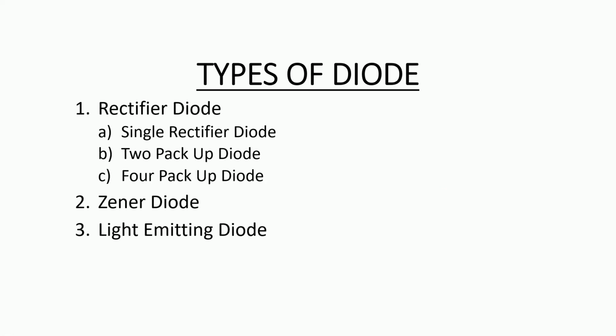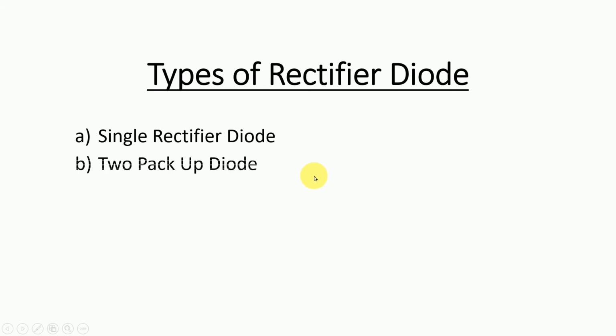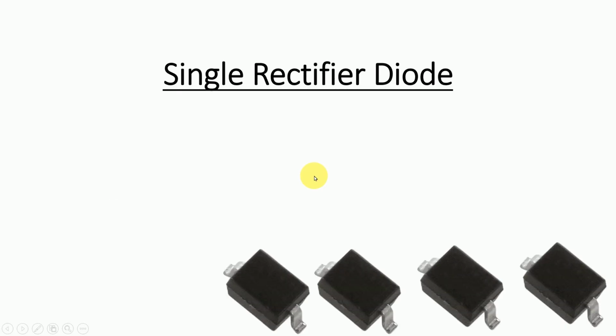Now we are discussing the types of diodes. These are the types of diodes. The first one is the rectifier diode, and inside the rectifier diode there are basically three types: the single rectifier diode, the two pack diode, and the four pack diode. The second one is the Zener diode, and the third one is the light emitting diode. Now we are discussing the types of rectifier diode: the single rectifier diode, the two pack rectifier diode, and the four pack rectifier diode. First, the single rectifier diode.